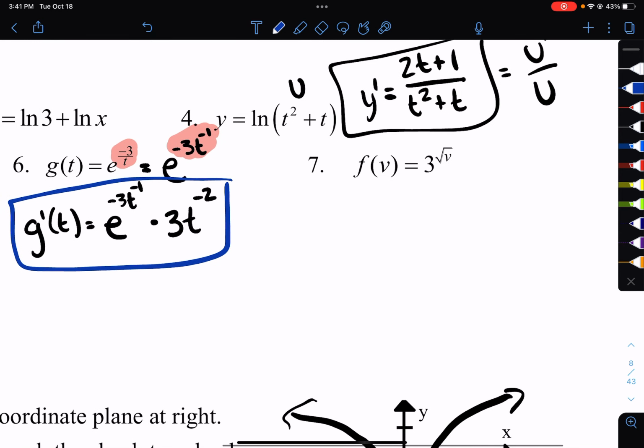Okay, number 7, f of v equals 3 raised to the root of v. So again, I'm going to rewrite this.